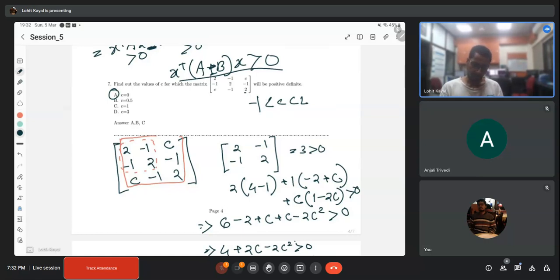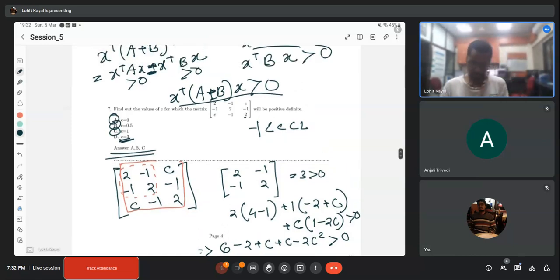So this is a correct answer. C equal to 0.5 is also again a correct choice. C equal to 1, again a correct choice. But C equal to 3, it is beyond the range. So the correct answer will be A, B, and C.